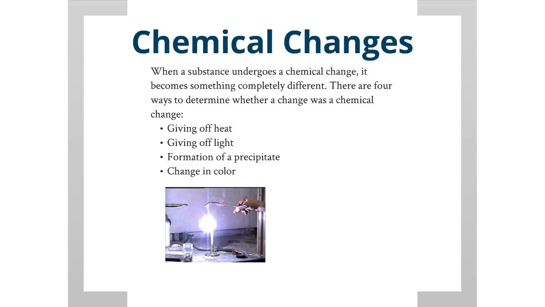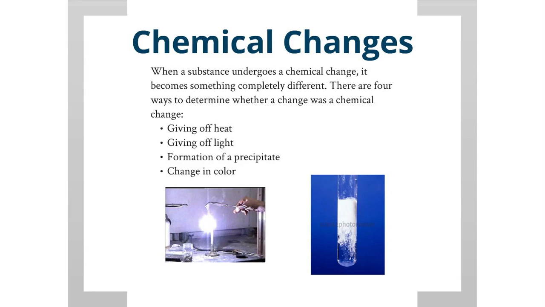If you look at the picture to the right, 2 liquids were mixed together and a solid came out of nowhere. Well, it actually didn't come out of nowhere, but it appears that it did. That is a chemical change because that solid is something totally different from the 2 liquids that were mixed together to create that solid or that precipitate.